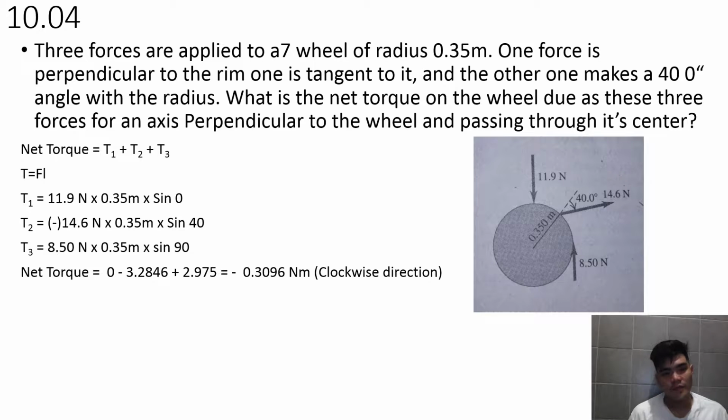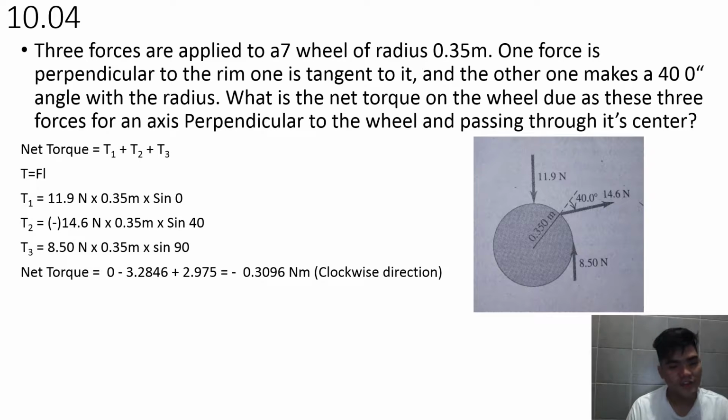Problem 10.4. Three forces are applied to a wheel of radius 0.35 meters. One force is perpendicular to the rim, one is tangent to it, and the other makes a 40-degree angle with the radius. What is the net torque on the wheel due to these three forces? So, the net torque is equal to the torque of the three forces.